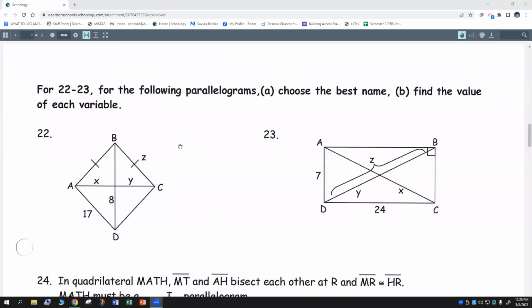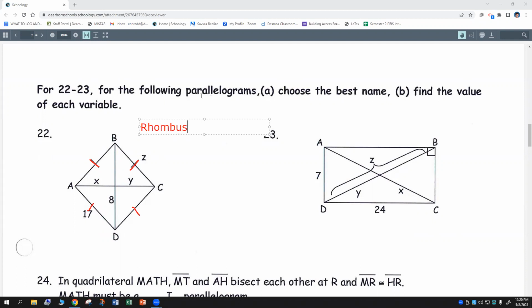All right, the following parallelogram, choose the best name. Since they're parallelograms, opposite sides are equal. So if this has one hash mark, this has one hash mark. If this has one hash mark, this has one hash mark, because opposite sides of a parallelogram are congruent. And now since they all have one hash mark, we know that this is a rhombus, because a rhombus is a parallelogram where all four sides are equal. So this is a rhombus.